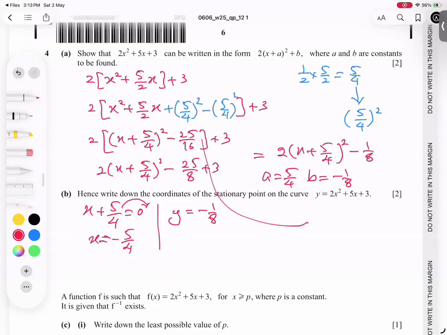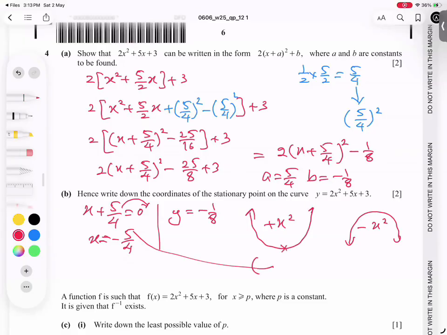Because it's positive here, students, we have two ideas. If negative comes, it is a point of maxima. If positive comes, then it is a point of minima. And the stationary point coordinates are very simple. X is this, y is this. So negative 5 over 4 and negative 1 over 8. So I hope it is very clear how I got the point of minima.